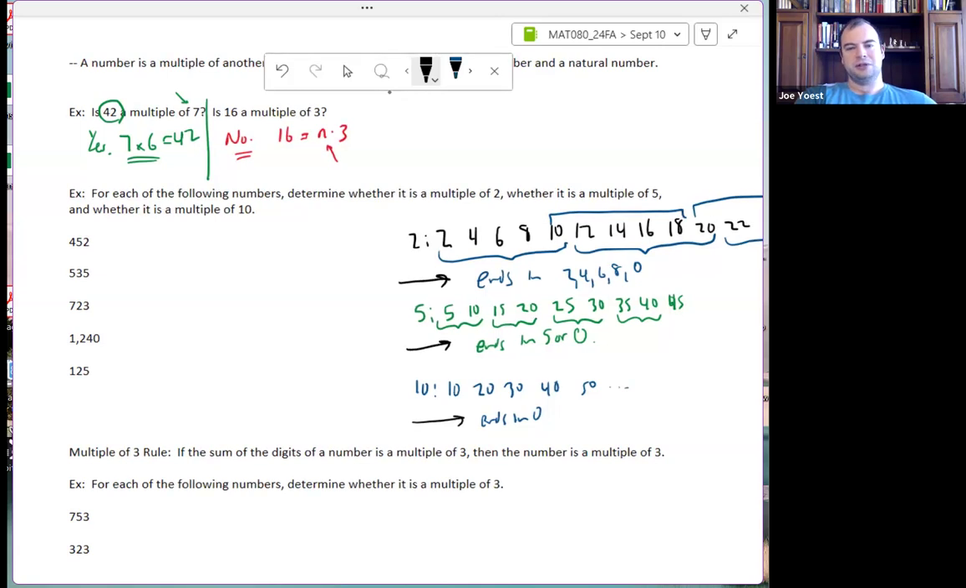So 452 does not end in a 0. It's not a multiple of 10. It does not end in a 5 or a 0. It's not a multiple of 5. It does end in a 2, 4, 6, 8, or 0. It ends in a 2, so it's a multiple of 2, but not 5 or 10.